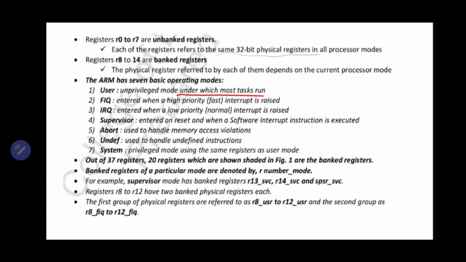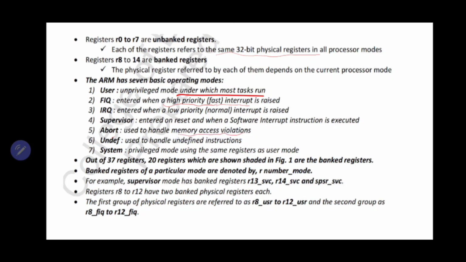The next, FIQ, is entered with a high priority. FIQ means fast interrupt request mode, and it deals with a high priority interrupt, which can be handled very fast. IRQ means interrupt request mode. It deals with low priority interrupts. Then supervisor mode is entered on reset, and when a software interrupt instruction is executed. Then abort mode is used to handle memory access violations.